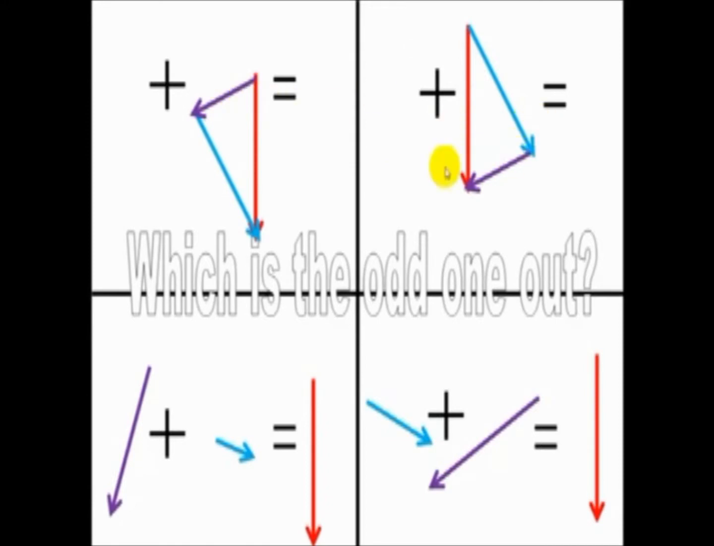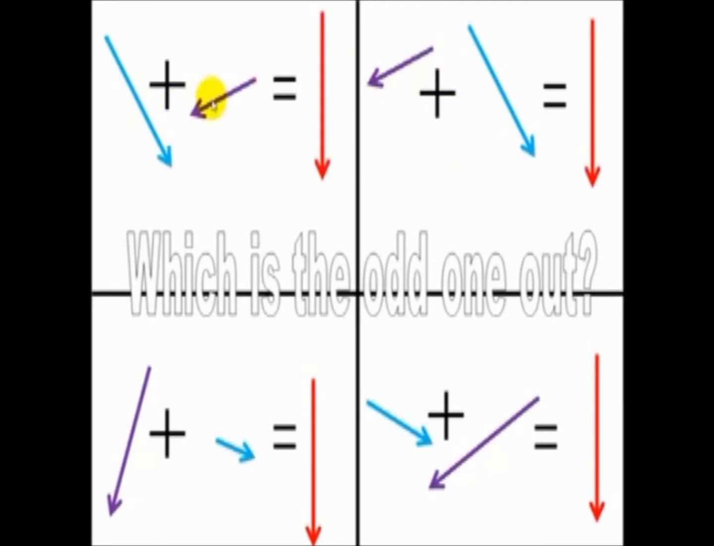If you actually notice, the purple here and here are identical, and the blue here and here are identical. It doesn't matter what order you add up the vectors, as you see. It was blue plus purple, and this time it's purple plus blue. It doesn't matter the order, you still get the same result.